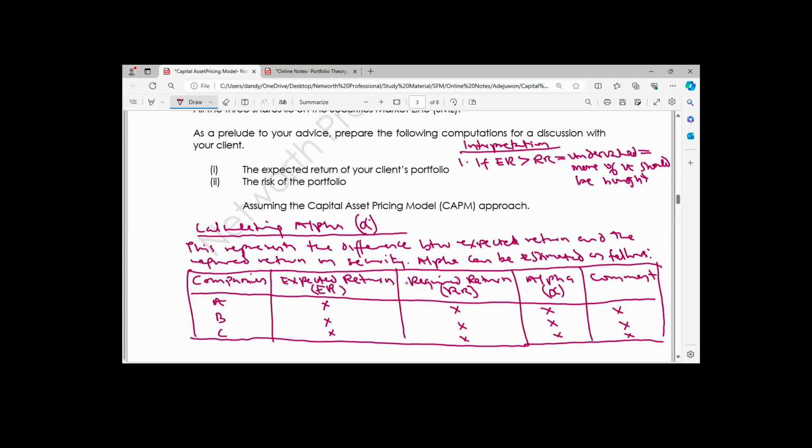All right. Then number two, if expected return is less than the required return, it means that the security is overvalued. So if the security is overvalued, what are you supposed to do? You dispose of the security. It should be sold.